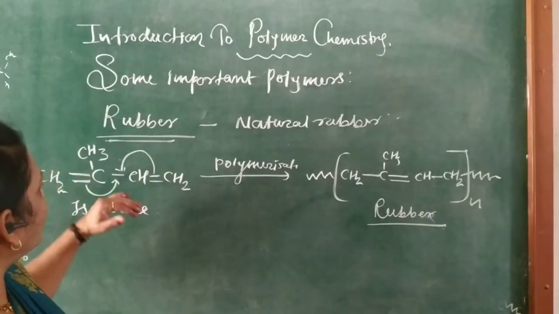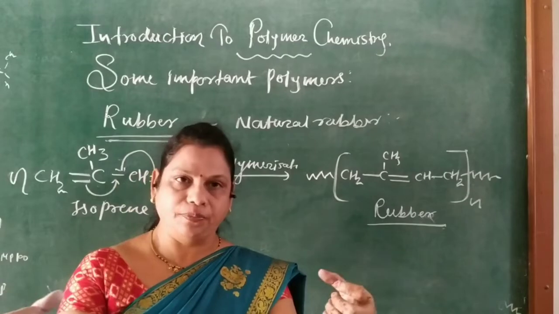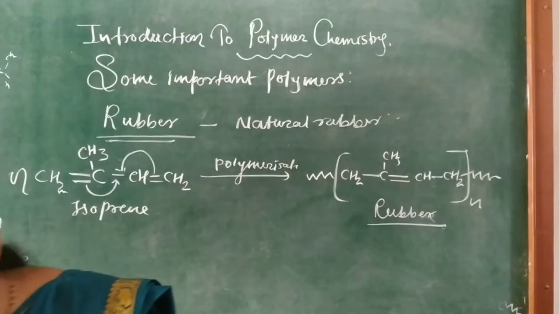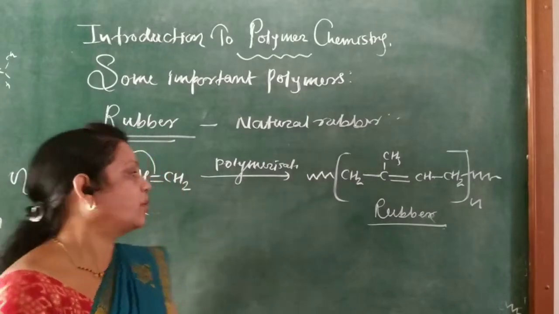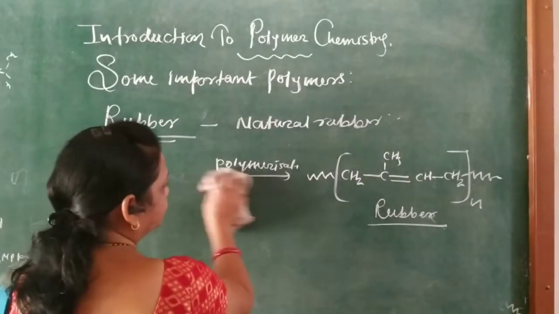Because of the coil structure, it has an elastic nature. It can also be stretched like a spring because of the coil nature. This is rubber.